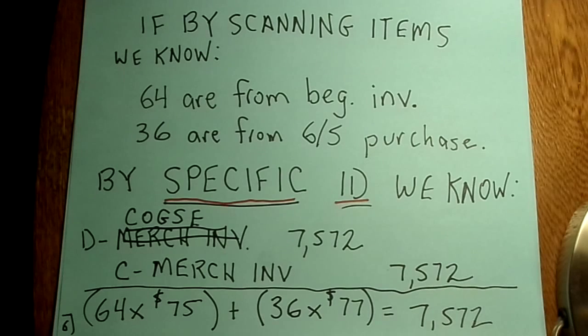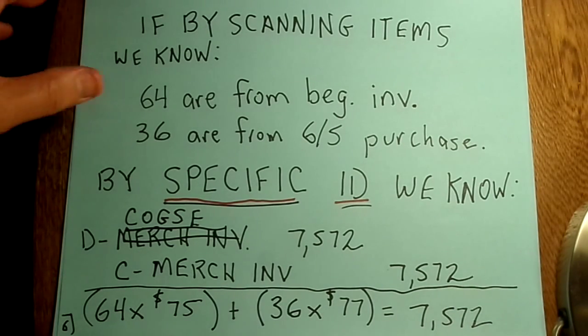If we were using specific identification, cost of goods sold would be debited $7,572. Merchandise inventory would be credited $7,572. The way we get that number, 7572, is we multiply the 64 from beginning inventory at the cost of the beginning inventory, $75. We multiply the 36 additional pair times the price we had to pay for those of 77, and then we add those two numbers together, and the result becomes 7572.